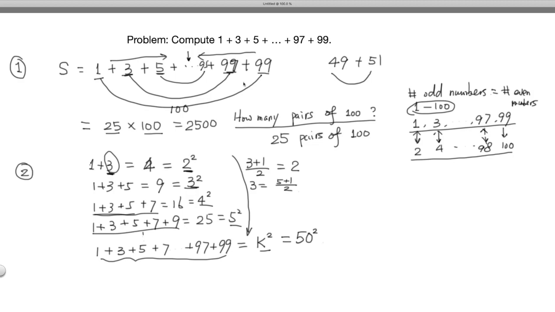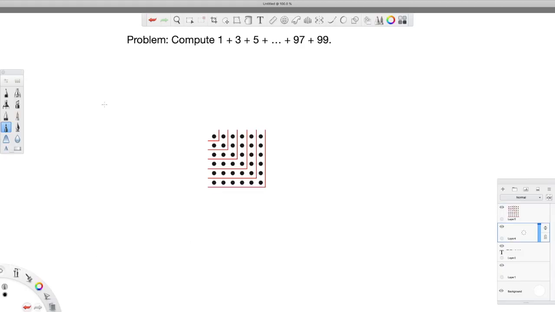And I'm going to talk about a third way, which I guess I like the most because it actually requires no words. So stop for a moment. Let's copy the graph over. So here, I'm going to show you a way of using a picture to prove this: 1 plus 3 plus 5 plus all the way to 97 and 99 is going to equal 50 squared. And I'm going to prove it by showing the following.